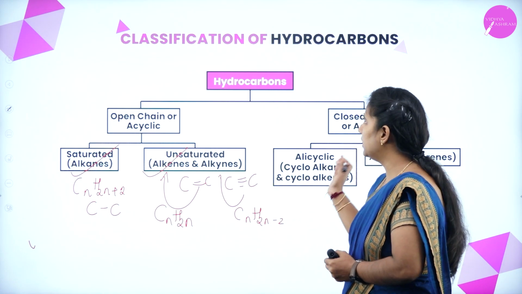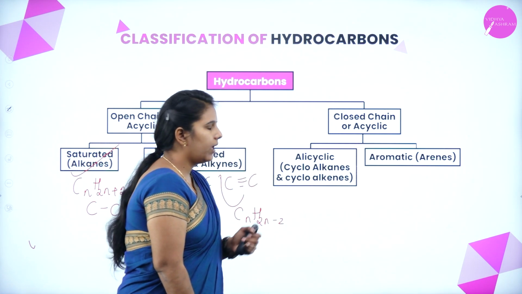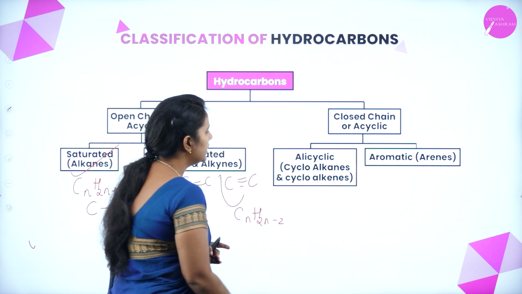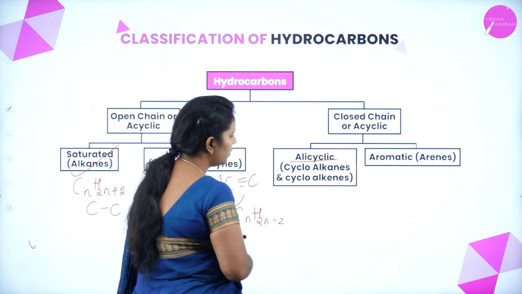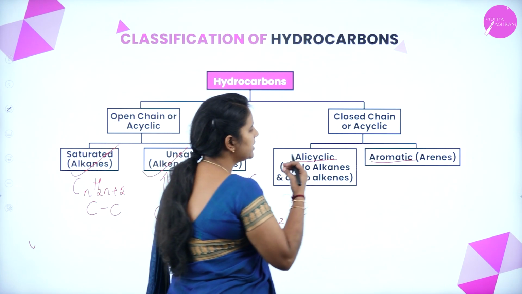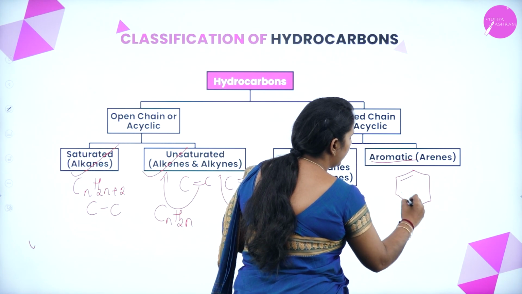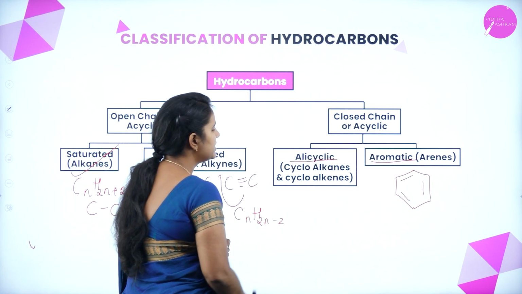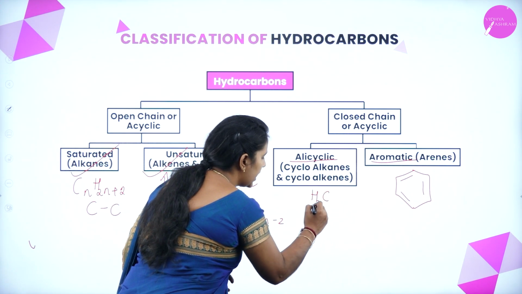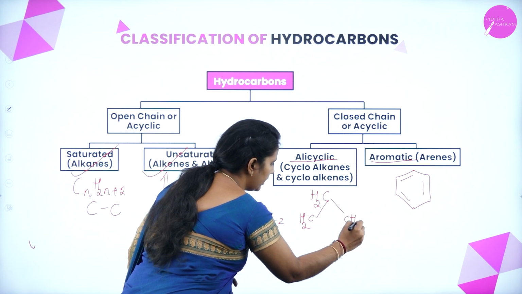Next comes the closed chain hydrocarbons, which are nothing but cyclic hydrocarbons. They are of two types: alicyclic hydrocarbon and aromatic hydrocarbon. Aromatic hydrocarbons we always represent with a benzene ring, whereas alicyclic hydrocarbons we represent in a cyclic manner. This is cyclo.